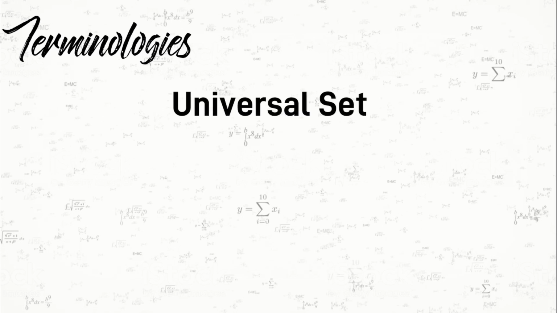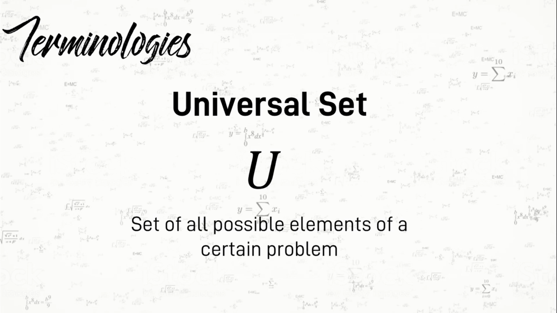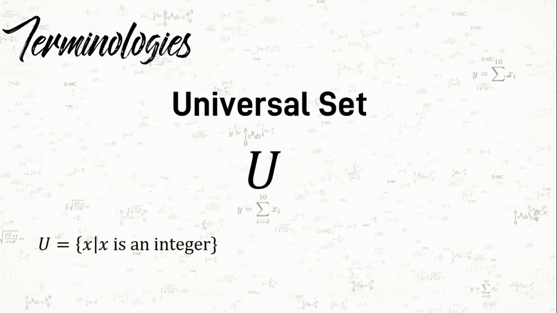Let's talk about terminologies in sets. So the first is the universal set. It is usually denoted by this symbol. And when we talk about universal set, it is a set of all possible elements of a certain problem. Like for example, let the universal set be all integers, or let the universal set be all whole numbers. When we say whole numbers, that starts with 0, 1, 2, 3, and so on.